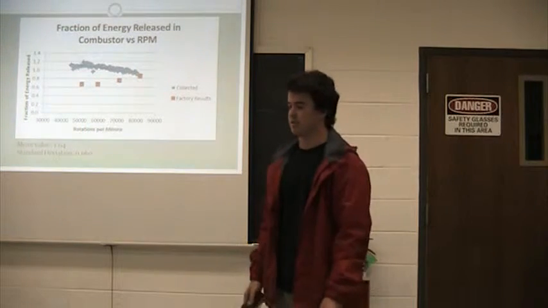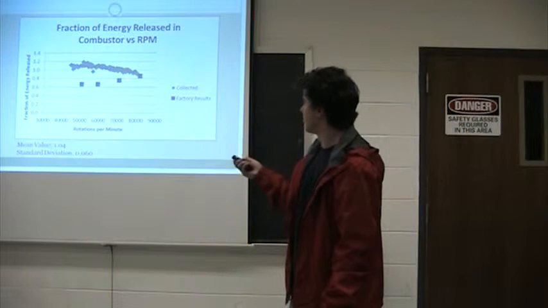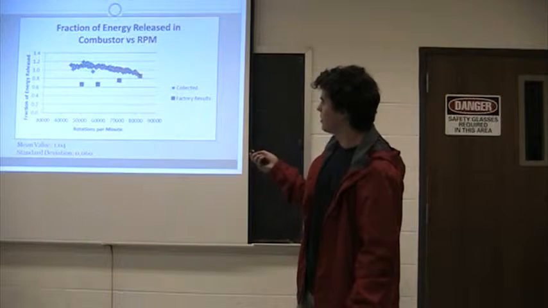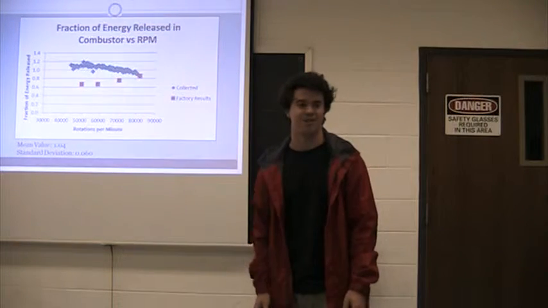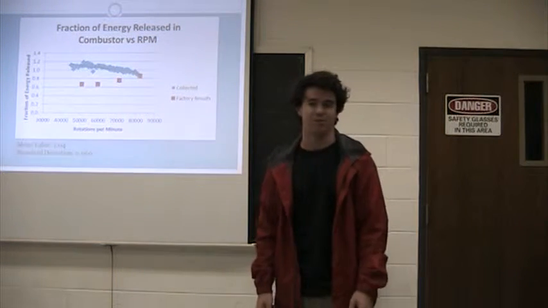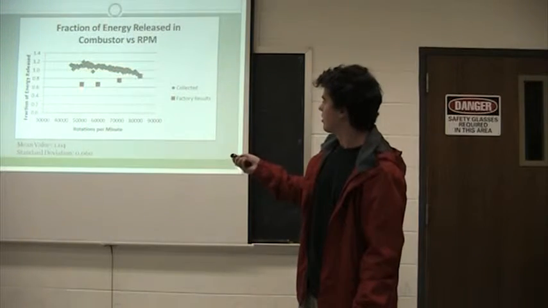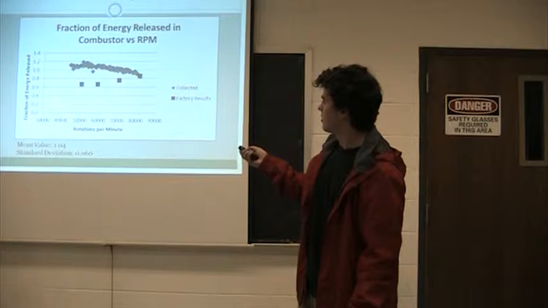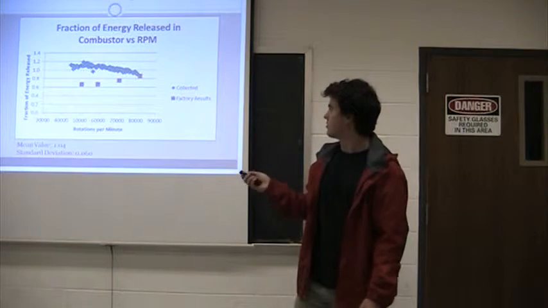Onto the fraction of energy released in the combustor. Again, I know my calculations are off. I have fractions over 1. I can't really understand why this is happening. When we perform the experiment, I might have some more insight as to why these calculations are wrong. But the factory result is what I expected. As the RPMs increase, we're getting closer to 100% efficiency in the combustion.